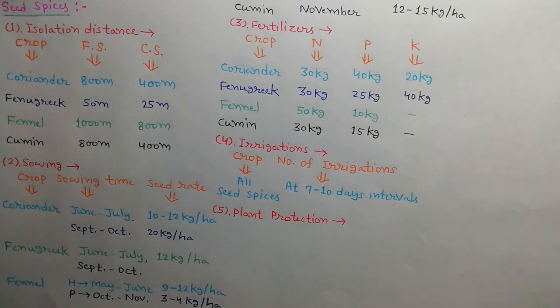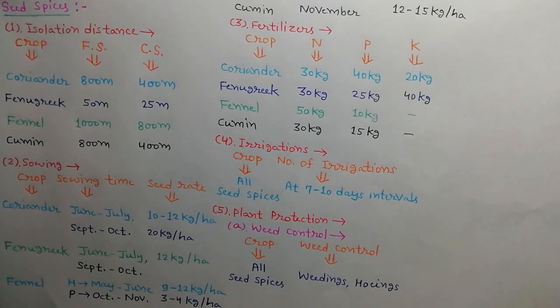Plant protection is divided into three categories: weed control, disease control, and insect control. The method of weed control remains the same for all seed spices. The crop should be kept free from weeds. The first weeding and hoeing should be done 30 to 40 days after sowing. Repeat hoeing after 15 days if needed.